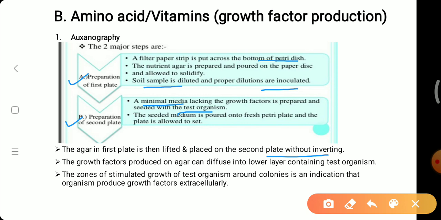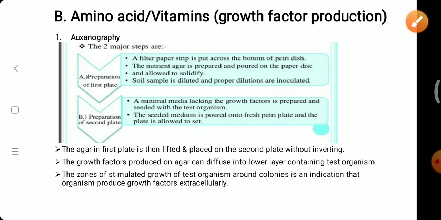With the help of tweezer or spatula, we will lift out the first plate containing agar and put it onto the second plate. The growth factor produced on the agar can diffuse into the lower layer containing the test organism. The zone of stimulated growth of the test organism around the colony is an indication that the organism produced growth factor extracellularly. Okay, this is how we go for growth factor producing organisms we isolate.